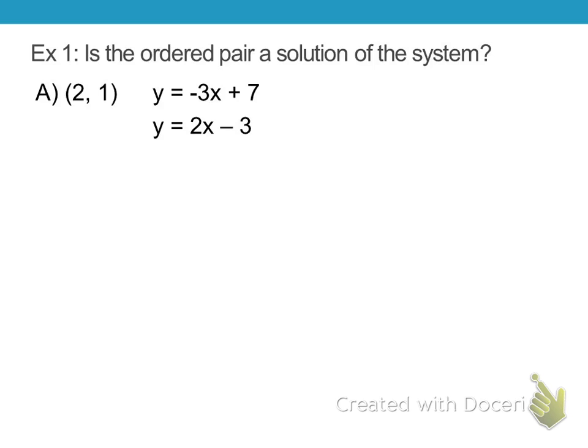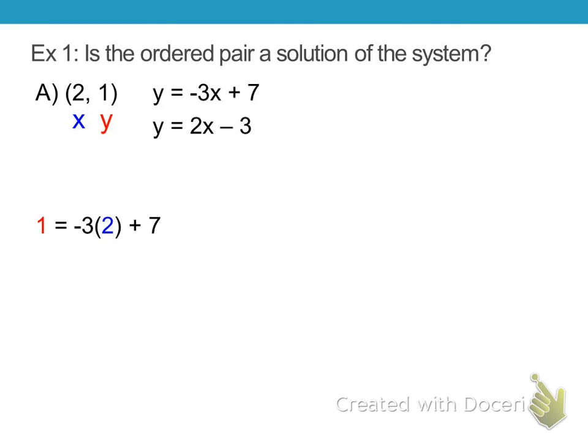All right, so when we say system of equations, it's one or more equations. So here is a system, y equals negative 3x plus 7, and y equals 2x plus 3. Now, the solution for this system is an ordered pair that works in both equations. So we're going to plug in 2 for x and 1 for y in both of these equations. And if it works in both, it is a solution. And if it doesn't work in both, then it's not a solution.